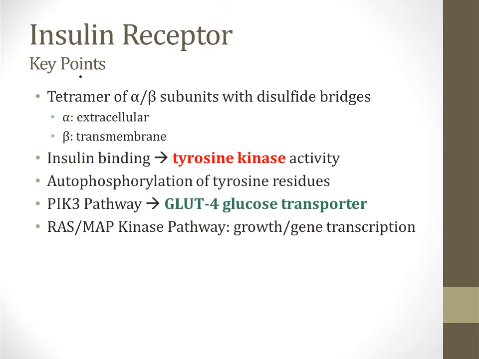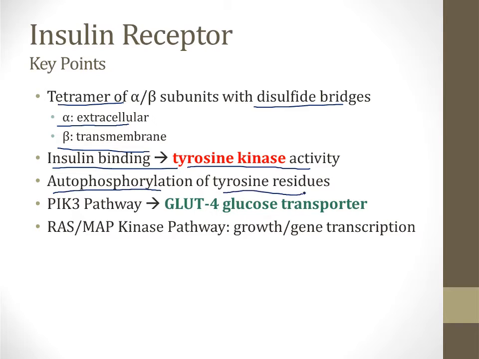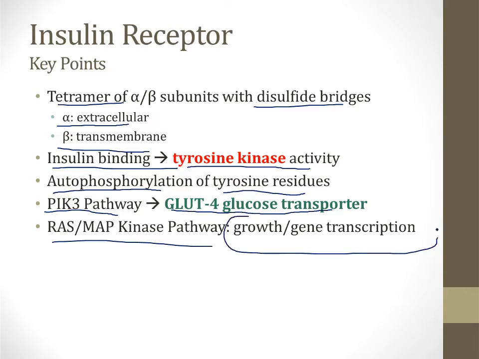So on this slide I've summarized some key points to remember about the insulin receptor. It is a tetramer of alpha and beta subunits with disulfide bridges. The alpha portion is extracellular, the beta portion is transmembrane. Insulin binding leads to tyrosine kinase activity of the receptor. It will autophosphorylate tyrosine residues. This can activate the PI3K pathway, which leads to increased GLUT4 glucose transporters on target cells. The insulin receptor can also activate the RAS-MAP kinase pathway, and this can lead to growth and gene transcription.